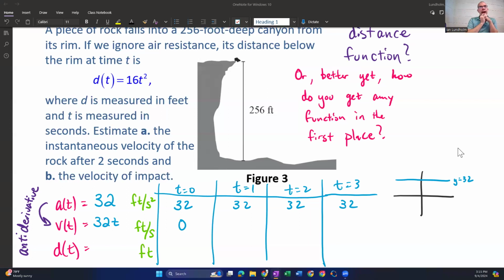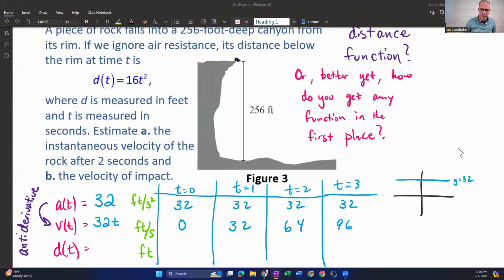How you might interpret the acceleration is that after a second, the velocity of this rock should be 32, because we're accelerating at a rate of 32 feet per second per second. By the time we get to second number one, we're traveling at 32 feet per second. By second number two, we're traveling at 64 feet per second. And at second number three, we'd be traveling at 96 feet per second.